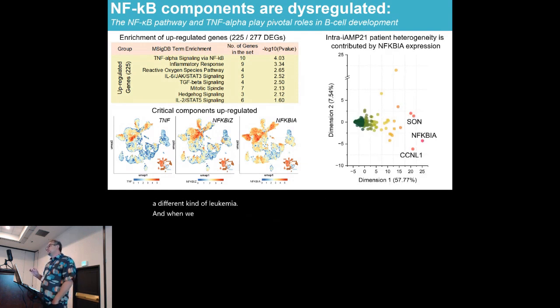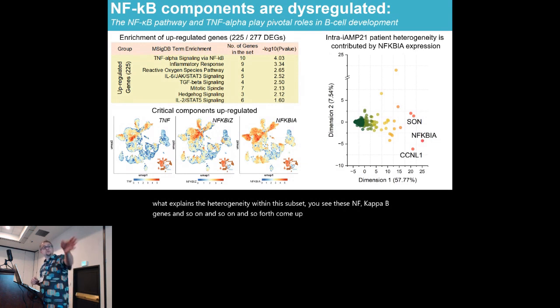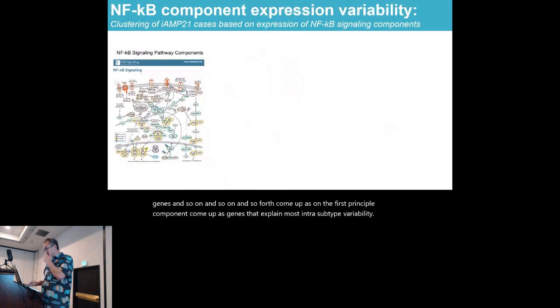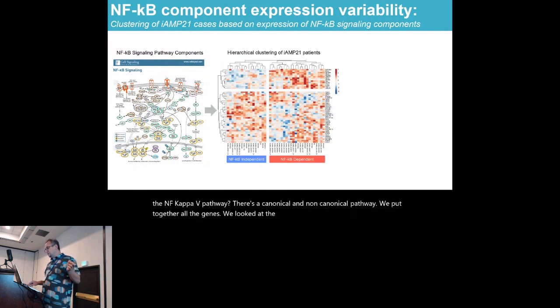And when we looked at only the iAMP samples to see what distinguishes or what explains the heterogeneity within this subset, you see these NF-kappa B genes and so on come up on the first principal component, as genes that explain most intra-subtype variability. So then we started going down this path of, okay, what's happening with the NF-kappa B pathway? There's a canonical and non-canonical pathway. We put together all the genes. We looked at the expression in a single cell.